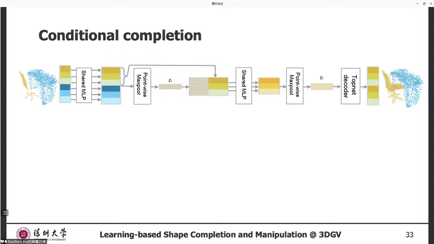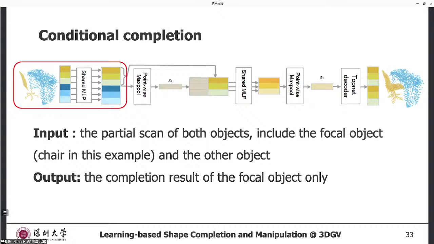In more detail, the input of the network is a partial scan, which contains the focal object, shown in orange, that needs to be completed, and the other object, shown in blue, as a condition. The network first computes pairwise features for each point, and then obtains the global feature by max pooling.